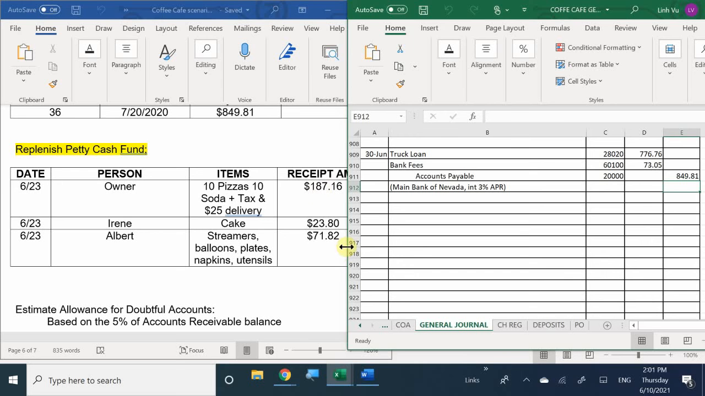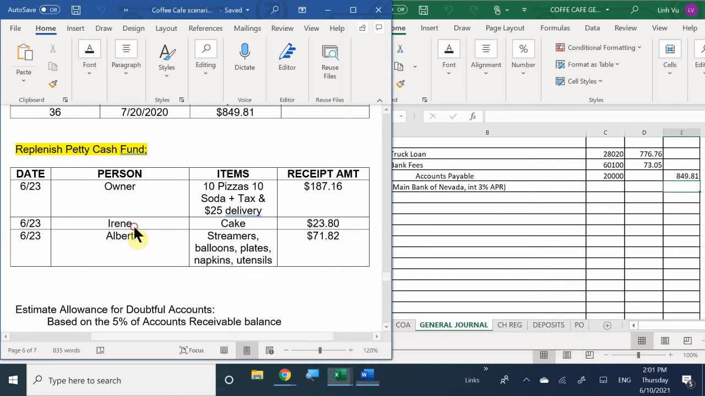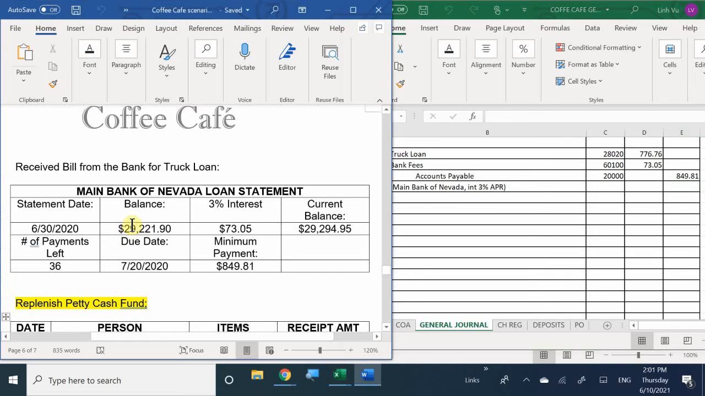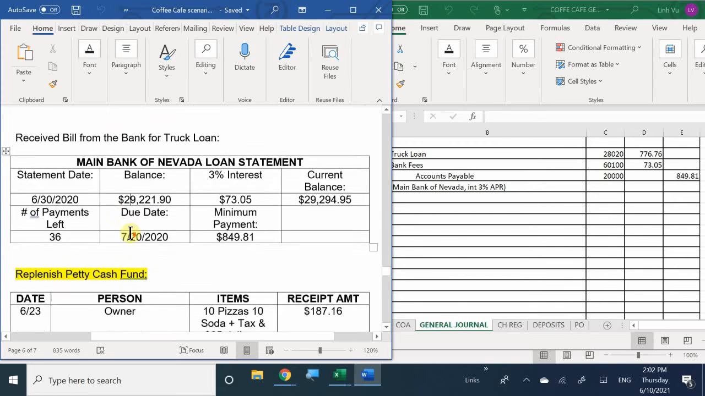All right. Coming back to Coffee Cafe, this is where we left off. We just entered in our national, or in this case, the Maine Bank of Nevada, right? Our truck loan bill came in to let us know that we have a bill payment due for our monthly loan payment. So we just entered that in our journal, our ledger, and we completed this transaction.